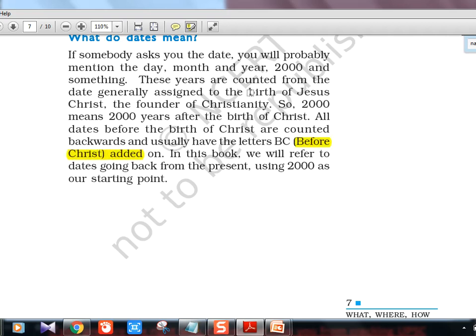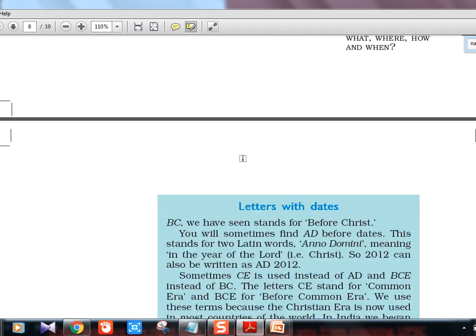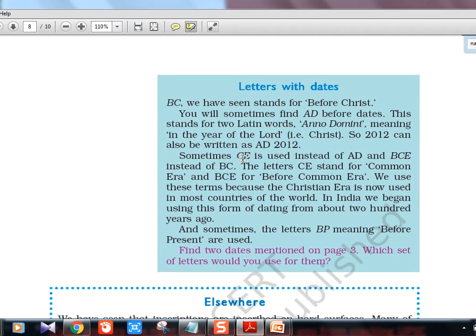Then AD, they will be mentioning here, Anno Domini. Yeah, here in this box they have given. AD is used for the present day year. Now we will say it is 2018 AD, Anno Domini. Or sometimes CE is also used, and CE is used for Common Era. So Common Era, CE or AD, is the present one, what we are having is 2018.